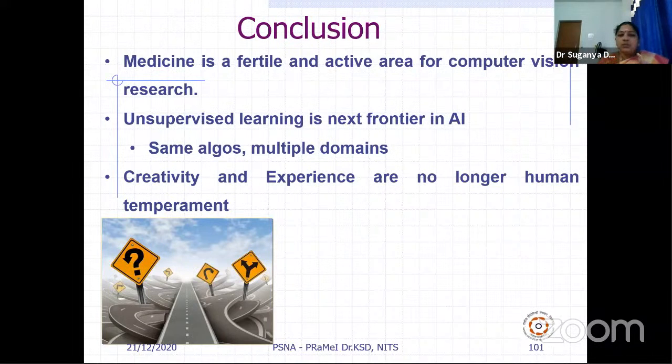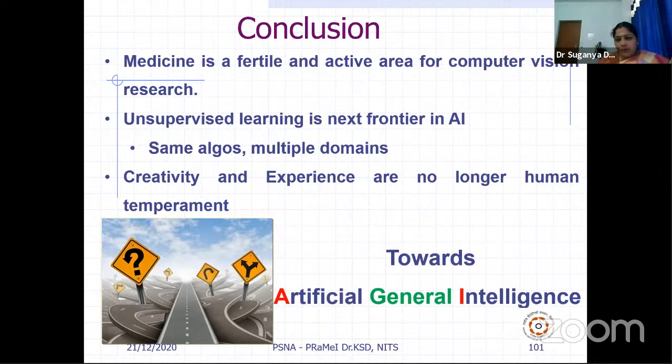And unsupervised learning is the next frontier in AI, and the same algorithms, multiple domains. So we can do the algorithm for, say, for example, breast cancer. It should be robust enough. I can do it for the next also, that is for lung cancer or for the stomach, like that. Okay, so that is the same algorithm, multiple domains. Creativity and experience are no longer human temperament. Okay, so instead of simply artificial narrow, now we are in artificial super intelligence.